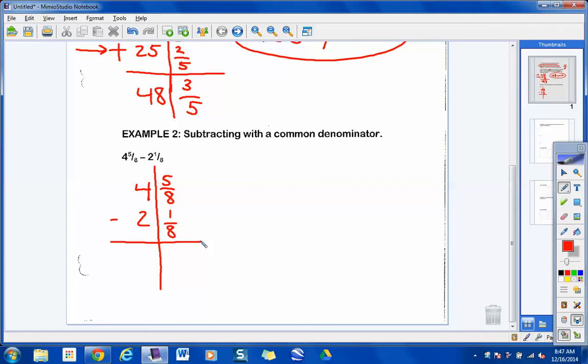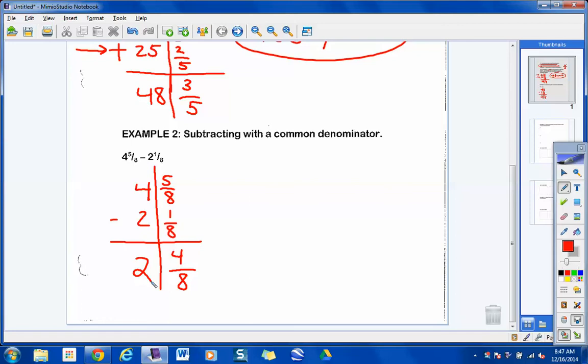Let's start in the fraction part first. How about 5/8 minus 1/8? Can I do that? 4/8. Okay. And then how about the 4 minus 2 part, Brandon? 2. 2 and 4/8. Okay, you get 2 and 4/8.